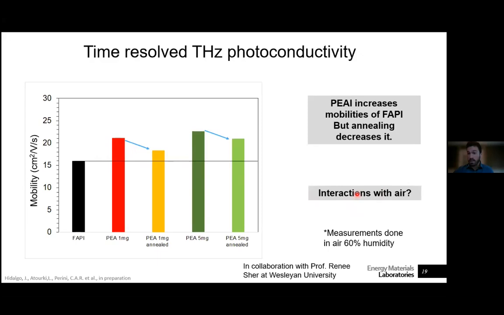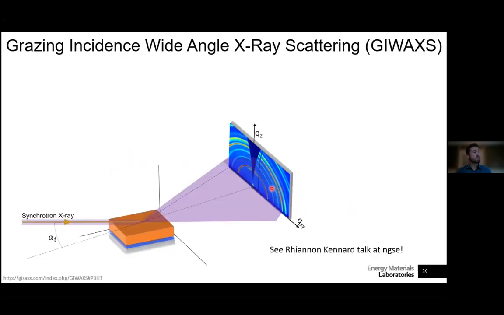A hypothesis might be the interaction with air, as I mentioned, since we're doing all of this characterization in presence of oxygen and moisture. So to try to understand better what is going on at these interfaces, we can use grazing incidence wide angle X-ray scattering, or GIWAXS. I will not go in depth into the description of this technique, as Rhiannon Kennard provided a very nice introduction to this tool set in a previous talk at NGSE. I will just mention that it's related to XRD.